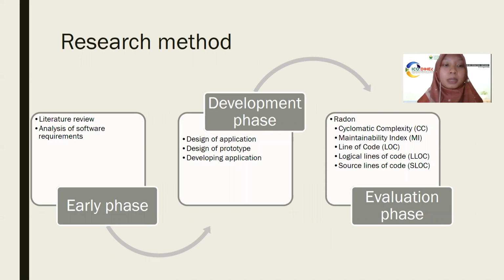And for the research method, there are three steps: early phase, development phase, and evaluation phase. For early phase, there are two steps: the first is literature review, and the second is analysis of software requirement. The development phase consists of three steps: design of application, design of prototype, and developing application. And for the evaluating phase, it's using Radon. The indicators are cyclomatic complexity, maintainability index, line of code, logical line of code, and source line of code.